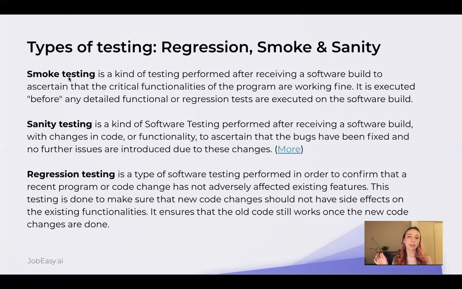And if one of those critical components of your application is broken, there is no point to retest the whole app because this build needs to be fixed anyway, right? So smoke testing basically tries to prevent us from this excessive testing of the whole application that we don't need. So during smoke testing, we will get a software build and we will quickly go through the major functionalities.